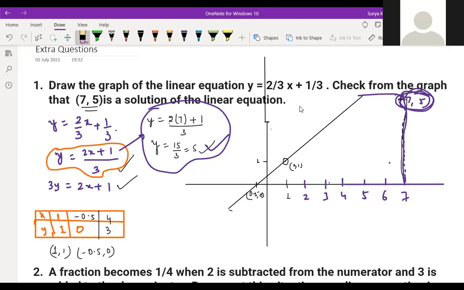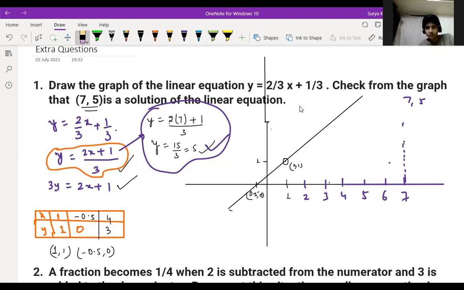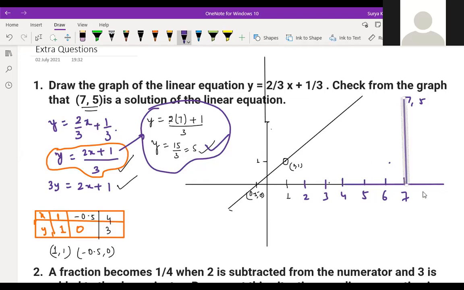Not getting? Yes, sir. If you're doing it by graph paper and you have any doubt, you can ask, okay? Without the graph here, we can't understand. Hi, Charan. Yes, sir.